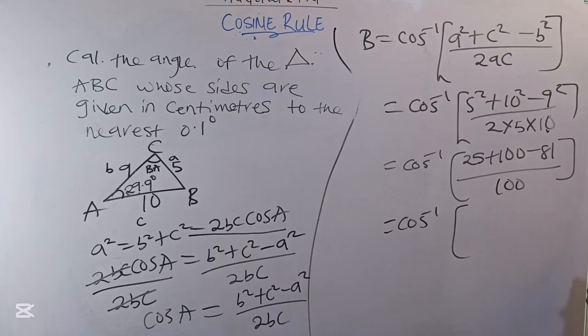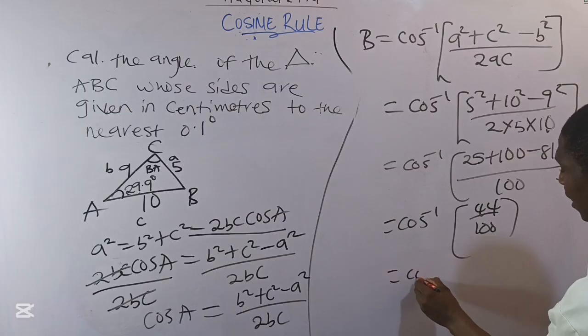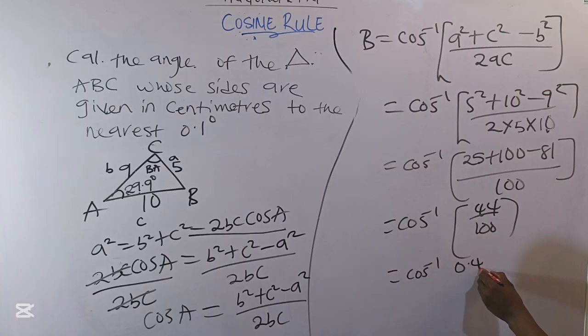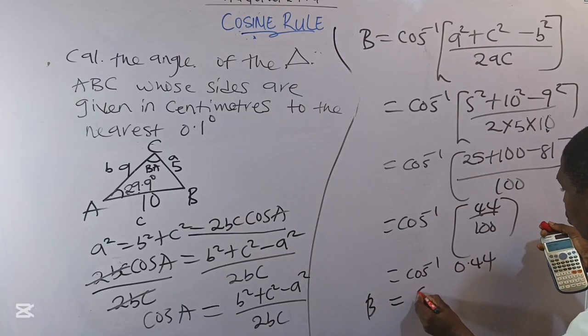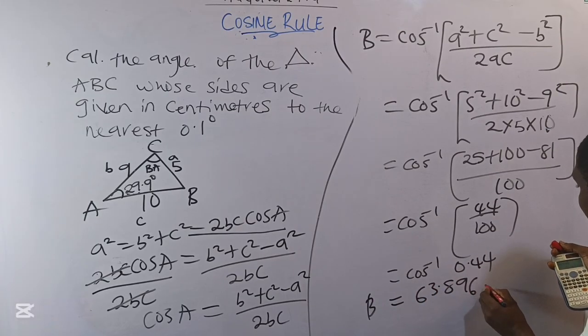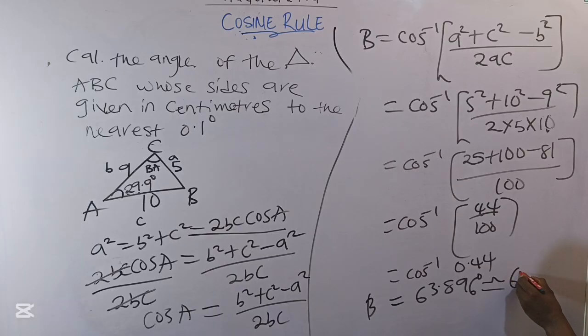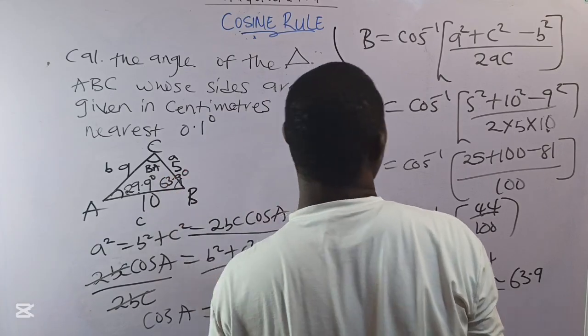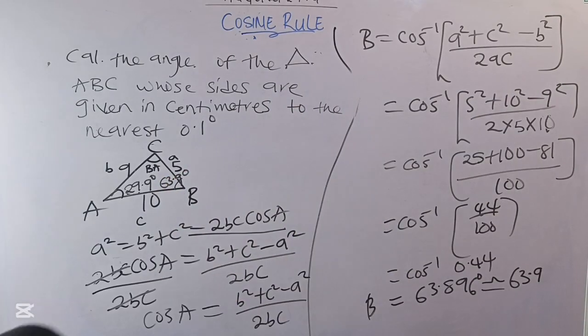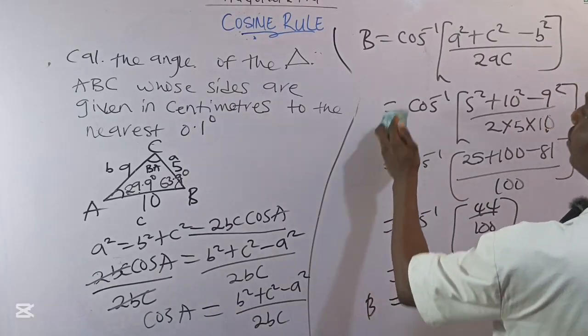125 minus 81. And that will give me 44 over 100. And if I divide, I'll have cos inverse to give me 0.44. And if I check for the cos, shift cos of it, I'll have my angle B to be 63.896 degree, which is approximately equal to 63.9 degree. Now I can get my angle C, which is the biggest angle.